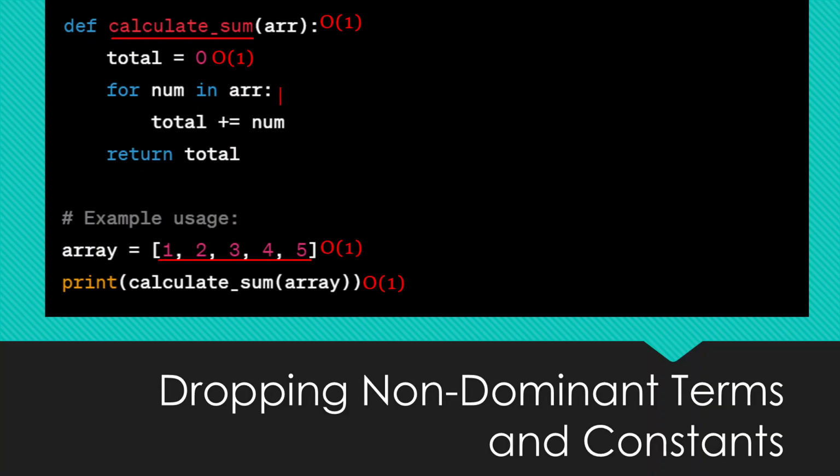Then here we have a loop. So remember, anytime we see a loop, because it's going to loop n number of times, that is going to be O of n, depending on the size of the array, the number of items in the array. So that's O of n. This one here is O of 1. And the return statement here is also O of 1.